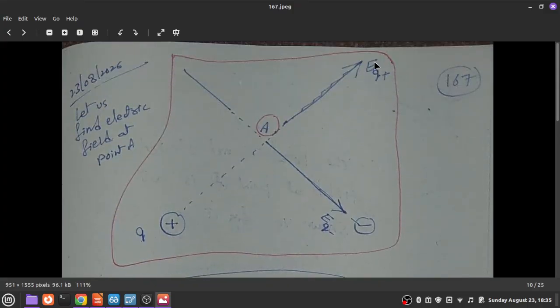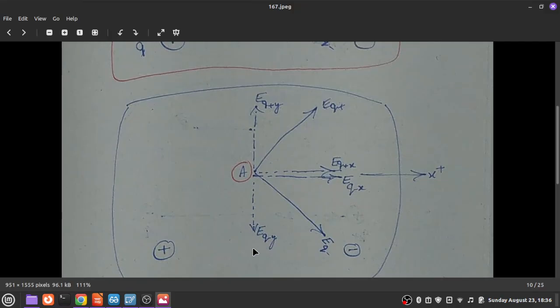Now, we are separating this EQ plus and EQ minus into horizontal and vertical components. How? By drawing an imaginary x-axis and an imaginary y-axis like this. Then EQ plus can be separated into its x component and y component. Similarly, EQ minus is separated into its x component and y component. But the y components of EQ plus and EQ minus are opposite and equal. Therefore, y components will cancel, but x components will not cancel because they are in the same direction, the positive x-axis. Therefore, these two fields will add and produce a total electric field along the x plus direction at point A. So at point A, there will be electric field along positive x direction for the dipole.